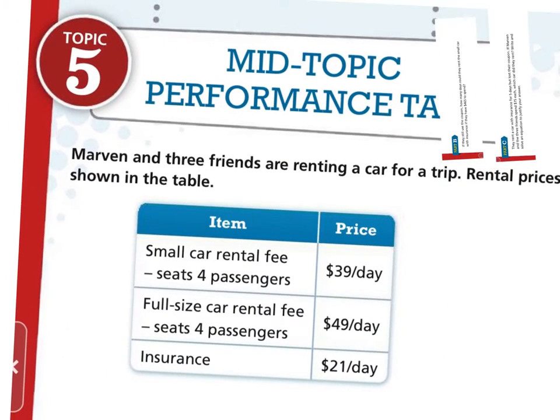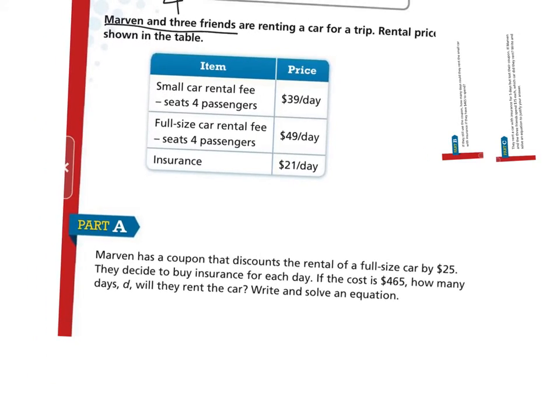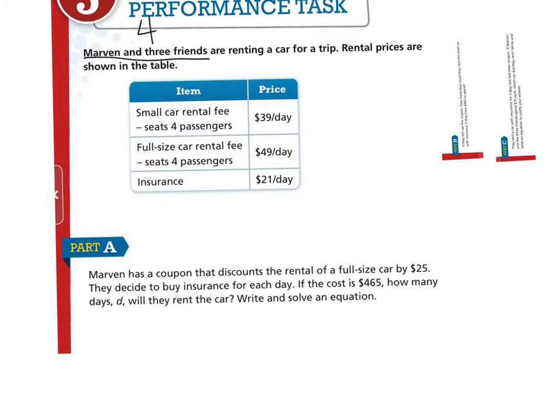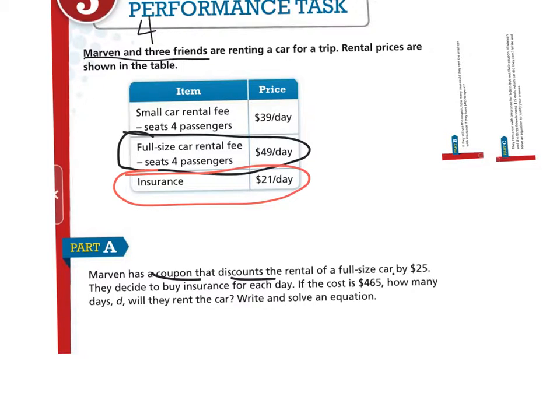Okay, first of all, not to overlook this fact, it's Marvin and 3 friends. That's 4 people. And then if we look at this, if they're renting a full-size car, it is $49 a day, and then also insurance is $21 a day. So his coupon discounts it by $25, and their cost is $465. So how many days are they going to be able to rent the car?